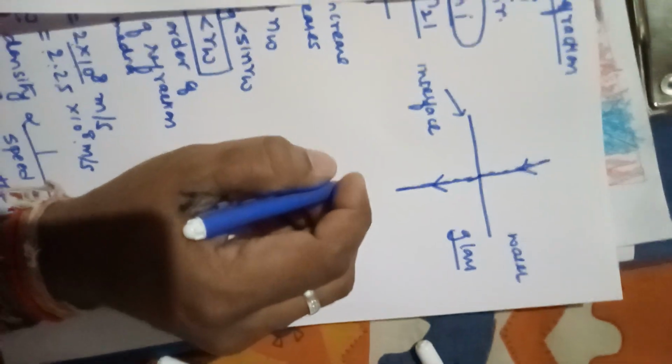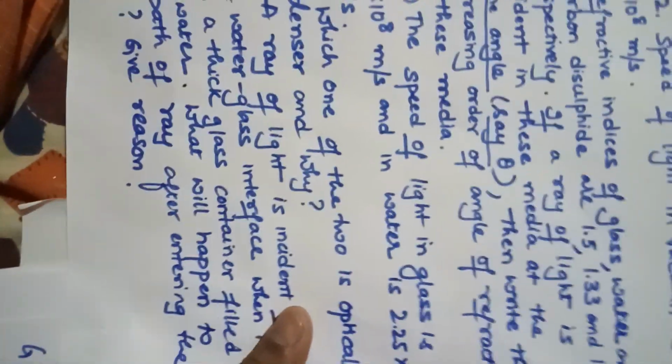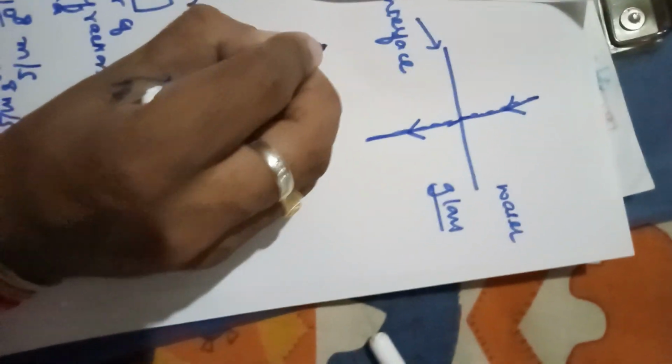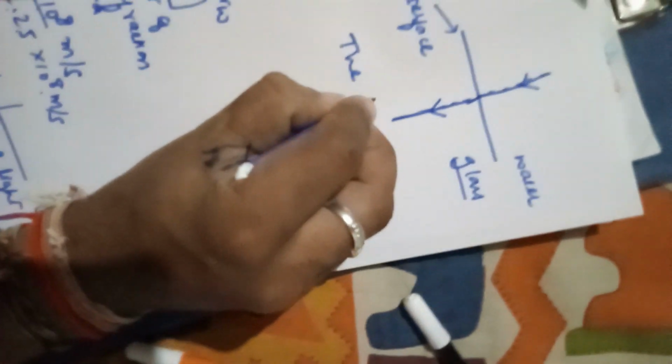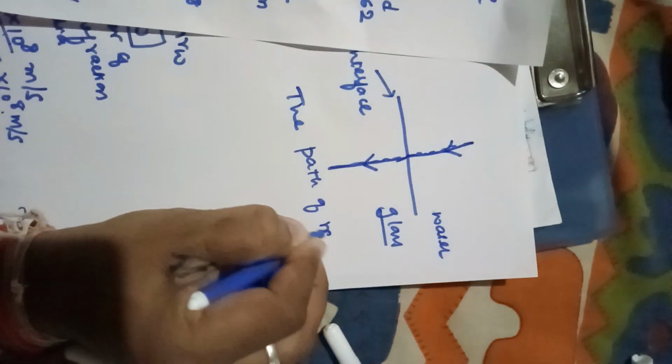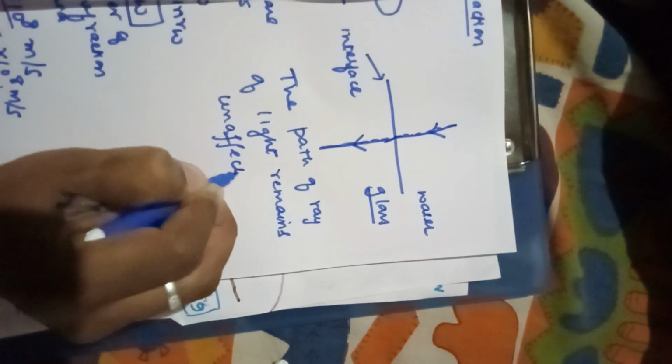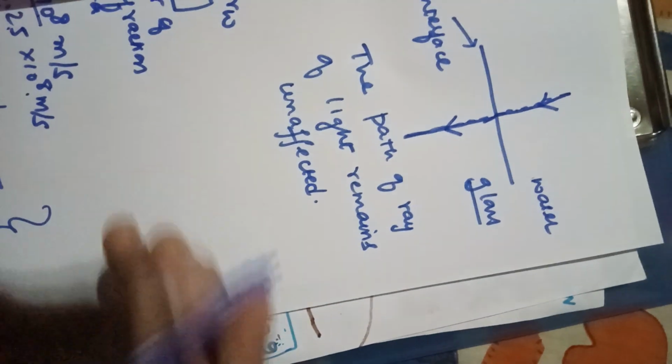So what is the answer? What will happen to the path of ray of light after entering glass? Give reason, he says. So the path of a ray of light remains unaffected. This is applicable only when the ray of light is incident normally. Give reason. How do you give reason for this?